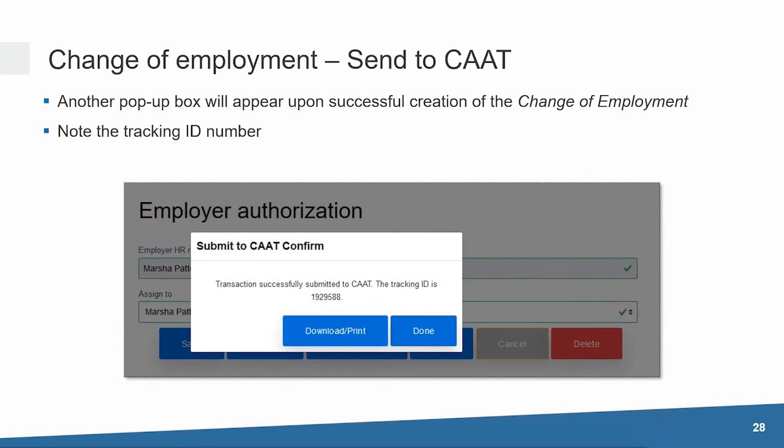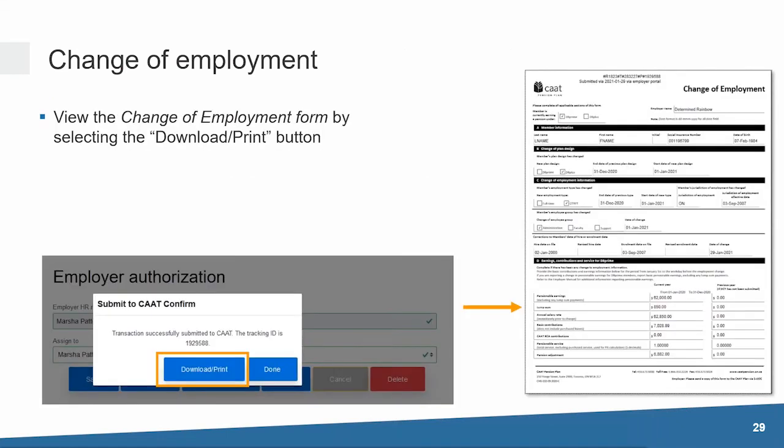After you have clicked OK, you will see the message that the transaction was successfully sent to CAT, and the portal will provide you with the tracking number. You can click Done, or if you require a copy of the change of employment information form for your files, you can click on Download/Print. If you click Download/Print, you will see a PDF version of the change of employment form with the information that you have provided in the portal. This is not required to be sent to the plan.